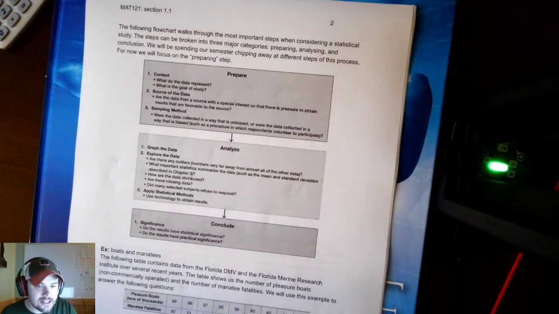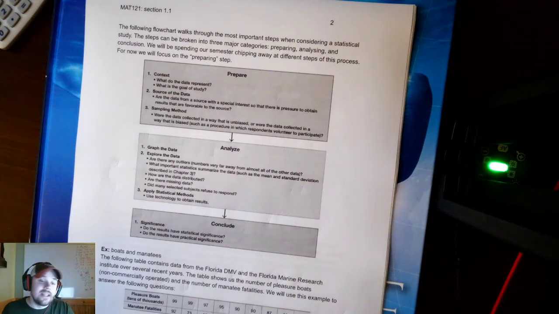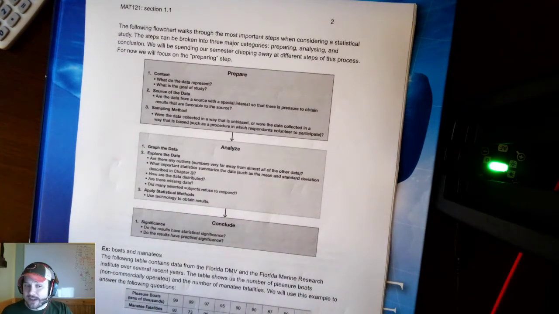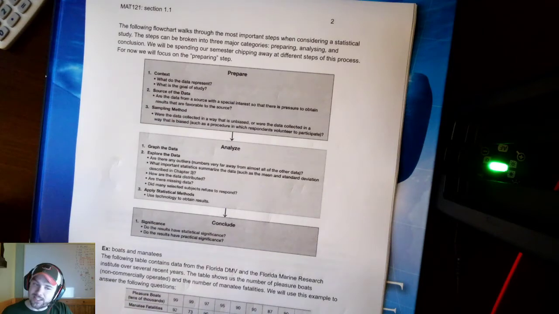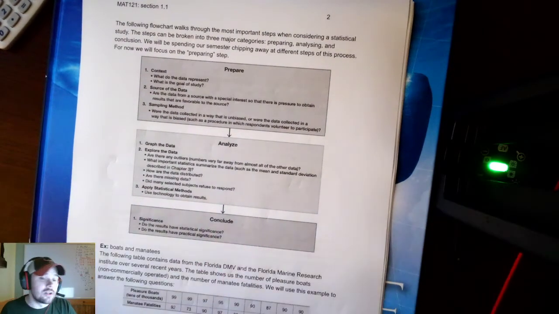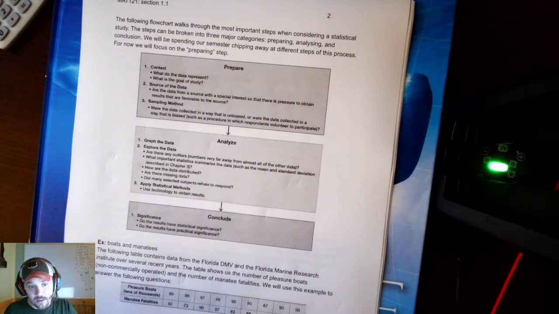When we're concluding stuff, do the results have statistical significance? That means, with statistics, can you mathematically prove what is happening? That doesn't necessarily mean your results have a practical use or are practically significant. Just because something is statistically significant doesn't mean it's practically significant. And we'll talk about conclusions and things like that later on in the course as well.